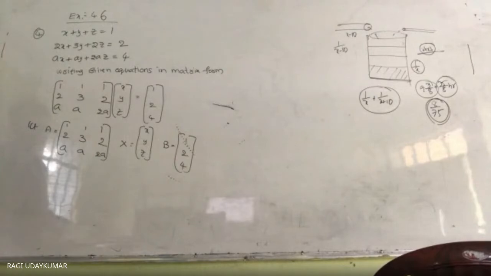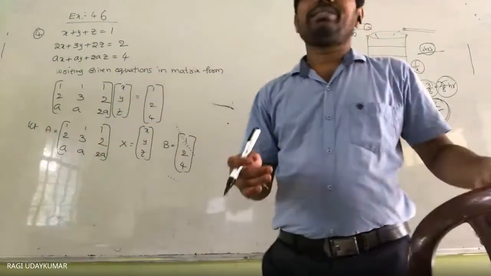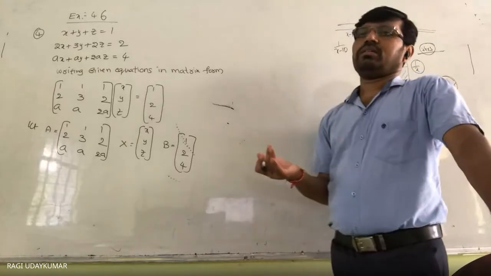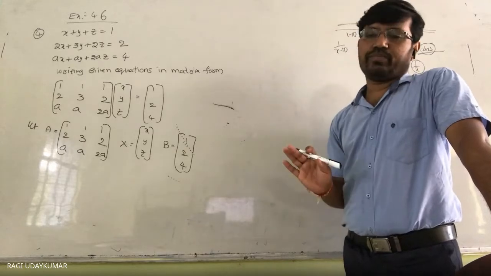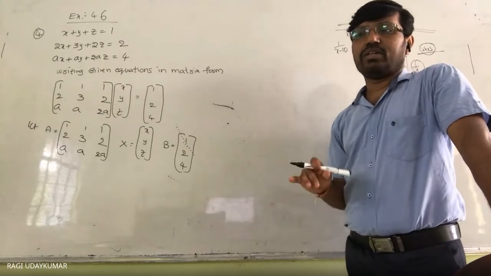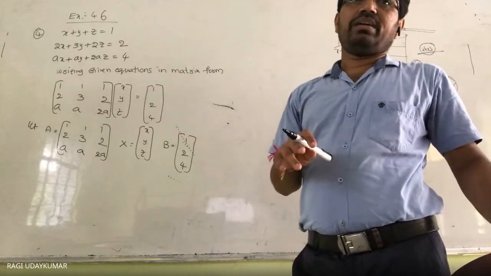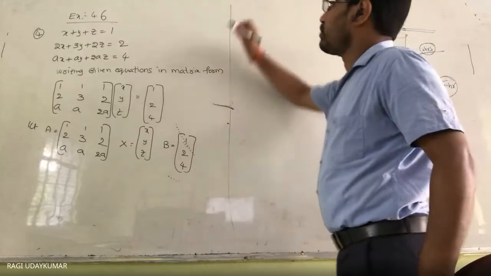And we need to find the determinant of the matrix A. Depending upon the determinant of the matrix A, we decide whether the equations are consistent. If the determinant of matrix A is not equal to 0, these equations are consistent. If the determinant is equal to 0, we need to find adjoint of A into B. So first let us check what the determinant of A is going to be.